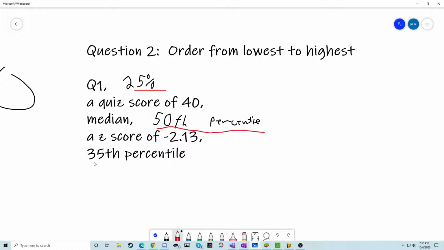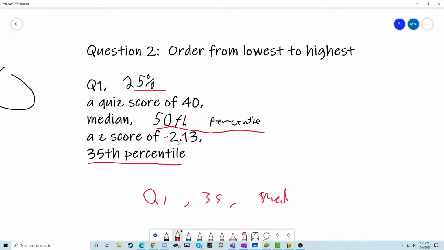I also have the 35th percentile as one. So I already know that I can order those three. Q1 is lower than the 35th percentile, which is lower than the median. So that was nice. That was easy.